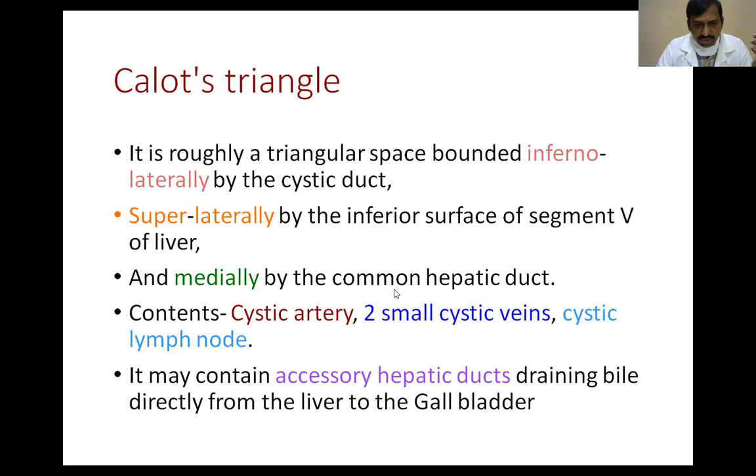These are the structures which are present in the Calot's triangle. Here, what is the importance? While removing the gallbladder, you must take care about the cystic arteries, cystic veins, and accessory hepatic ducts. Otherwise, it leads to its own clinical manifestations.